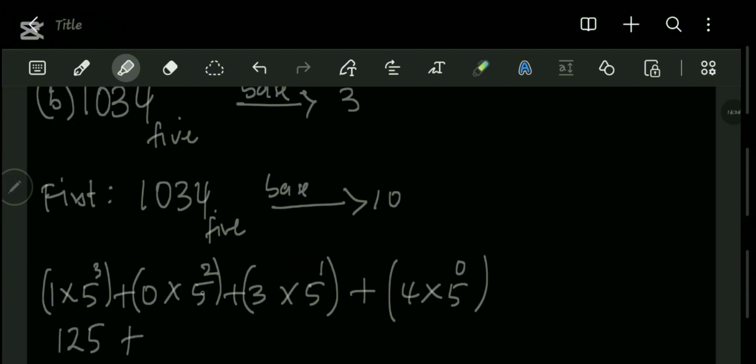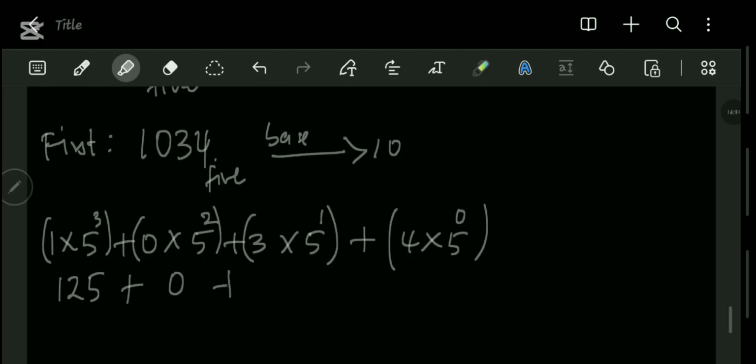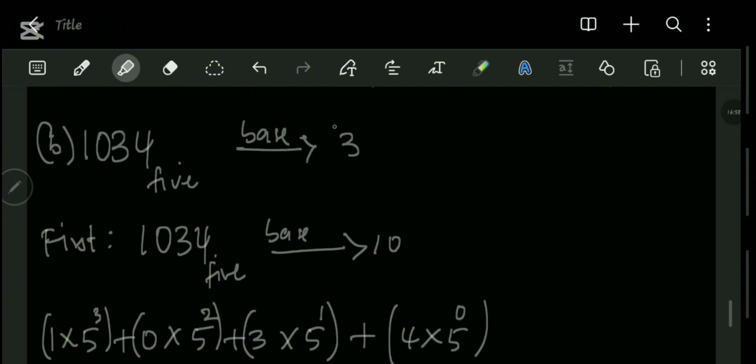Then plus 5 raised to 2. That's 5 in 2 places, that's 25. And 25 times 0 is just 0. And 3 times 5 raised to 1, which is 5, times 3 is 15, plus 5 raised to 0 is 1, times 4 is 4. So I'm having 125 plus 15 plus 4, about 144. In what base now? In base 10.